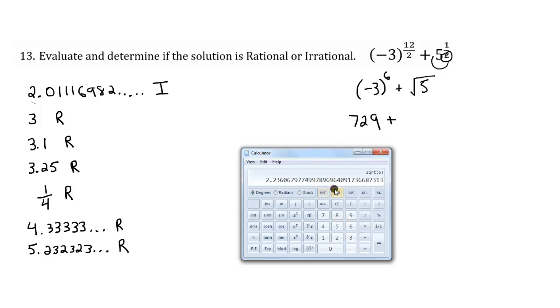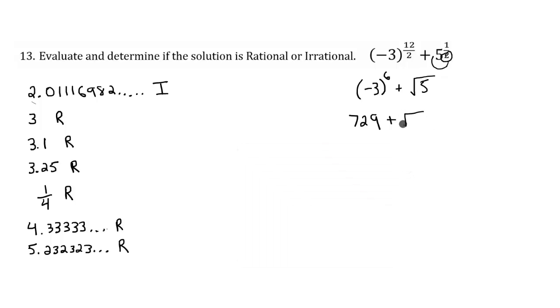I brought up my calculator again and I did the square root of 5, and that gives me 2.23606, and then so on. It keeps going forever and forever. The decimal's never going to stop, and again it stops here, but that's just because the calculator has to stop somewhere. So if we add this number to this number, it's still going to be irrational. Okay, so this answer is going to be irrational.